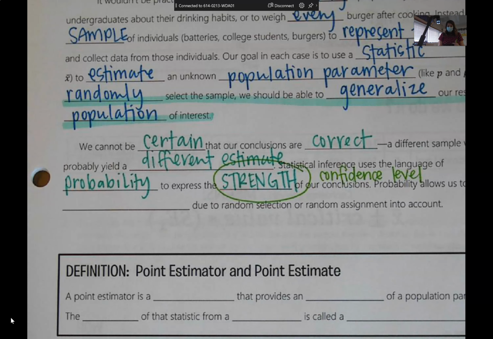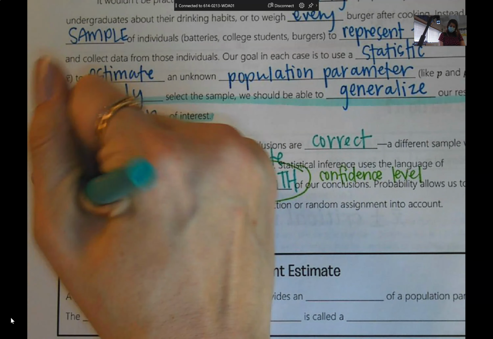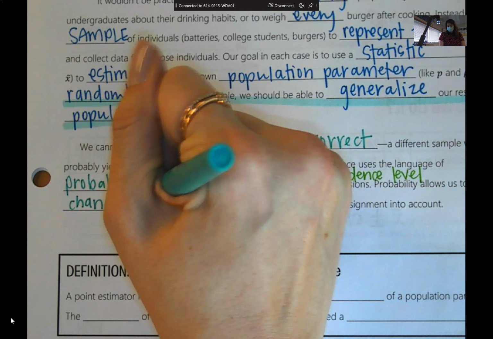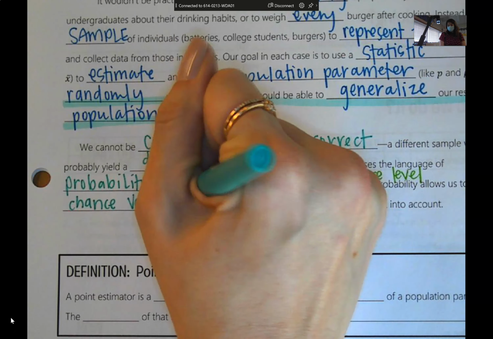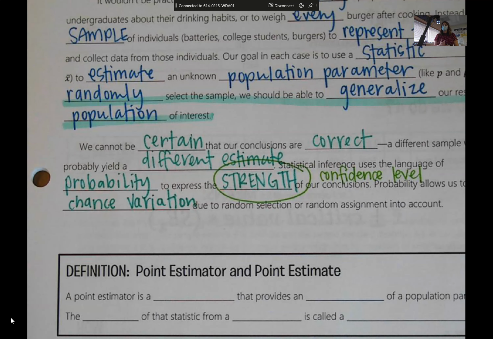This allows us to take chance variation into account when we're estimating. Chance variation is a different way of saying sampling variability. We can use a confidence interval or a confidence level to help us account for the fact that different samples will have different values.